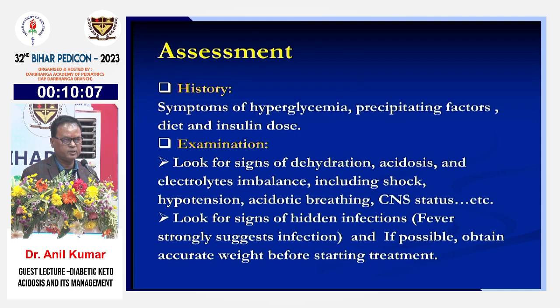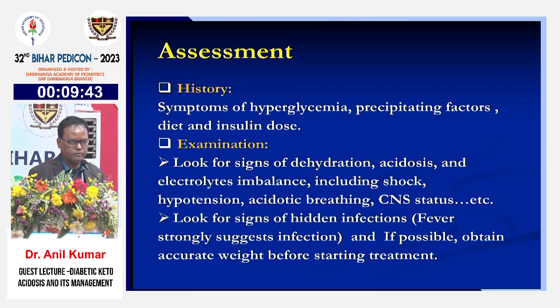History: symptoms of hyperglycemia. If the patient is an old case of type 1 diabetes mellitus, we will ask about the symptoms of hyperglycemia. Are there any precipitating factors? Diet: what diet the patient is taking, any bad diet, or the insulin dose. Examination: look for signs of dehydration. It's very important.